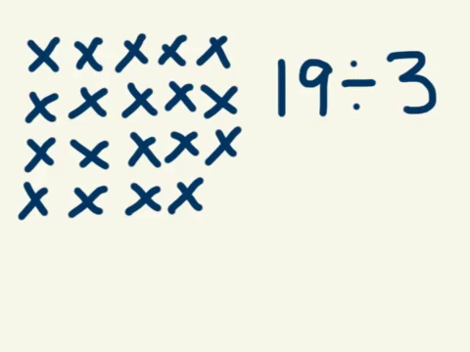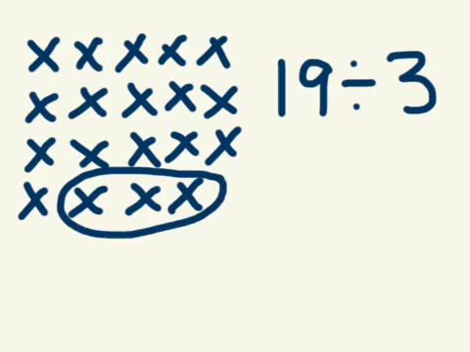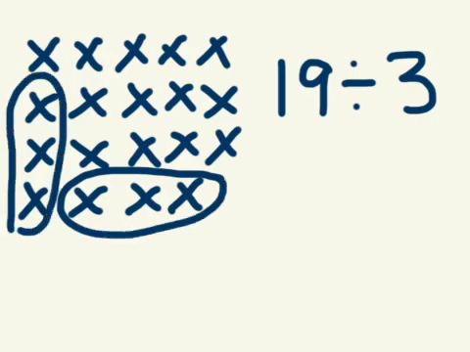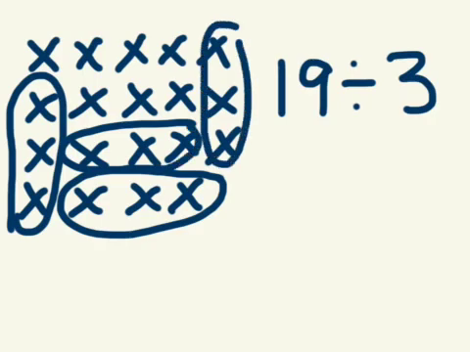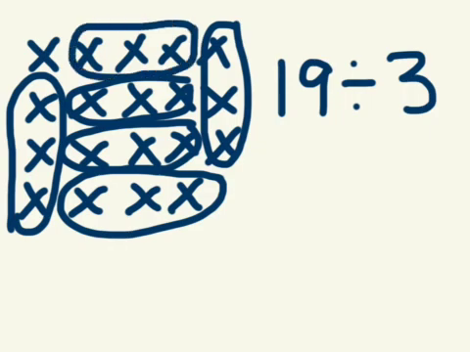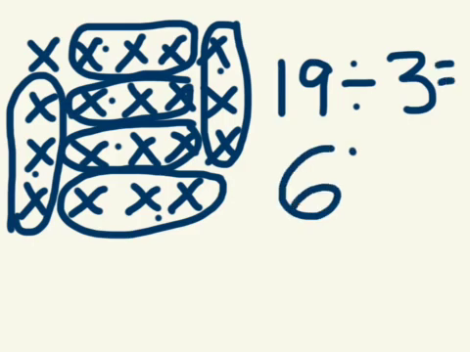So let's make our groups of 3. You follow along with me. 1, 2, 3, 4, 5, 6 groups of 3. And now I can't make any more groups of 3. So that last one is going to become my remainder. So as I go through, I count 1, 2, 3, 4, 5, 6 groups of 3 that I have, 6, and I have a remainder, a leftover of 1.